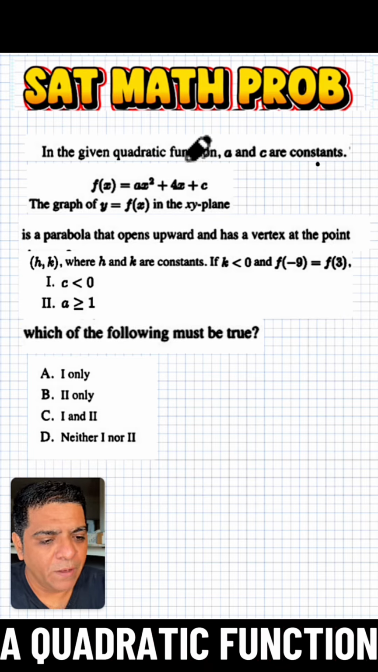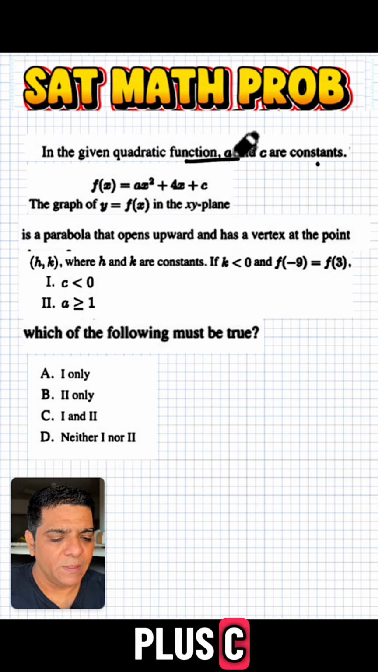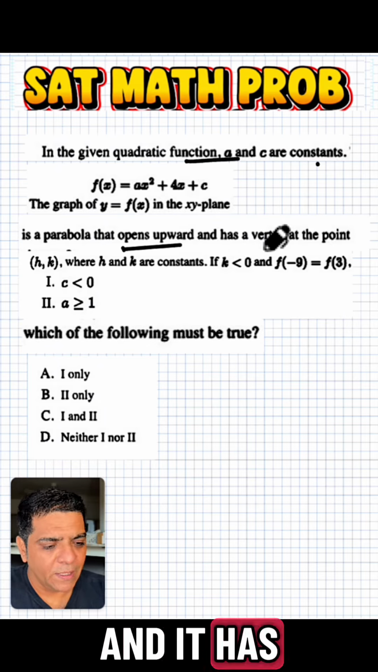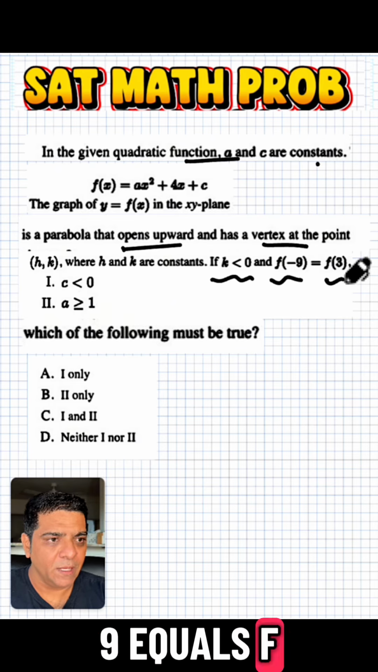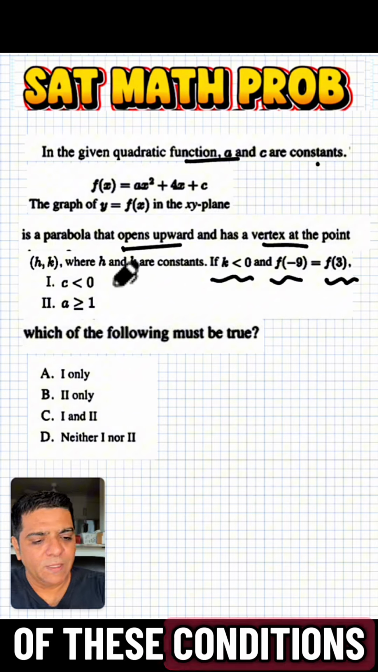Okay, so we're given a quadratic function, ax squared plus 4x plus c. It's a parabola that opens upwards and it has a vertex (h, k), and k is less than 0, and you're given f of -9 equals f of 3. Okay, so which of these conditions are true?